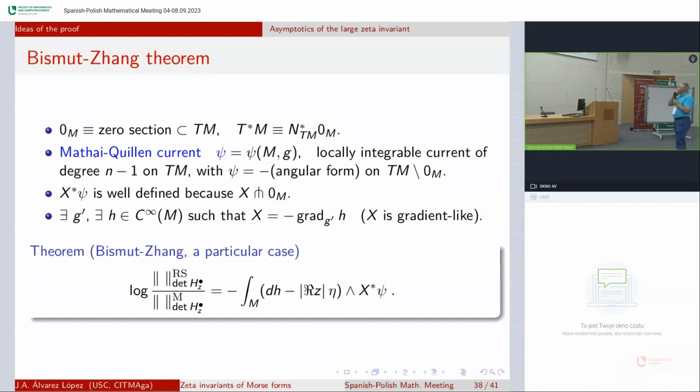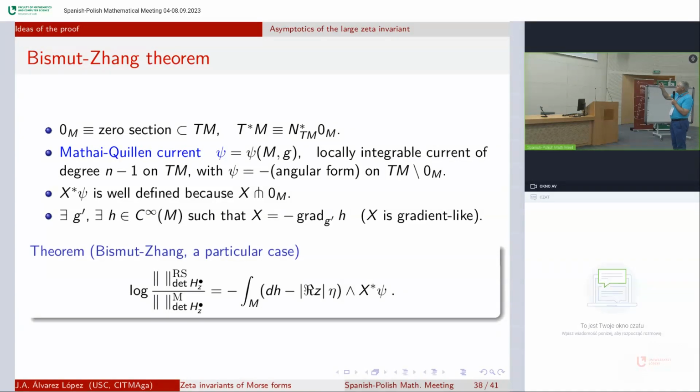And now, since x is transverse to the zero section, because this is the same as saying that its zero points are simple, we can take the pullback of this current to M. On the other hand, we also use that x is gradient-like, so it is minus the gradient of some function h with respect to some metric d prime. It doesn't matter which metric.